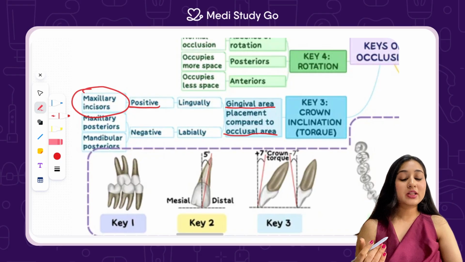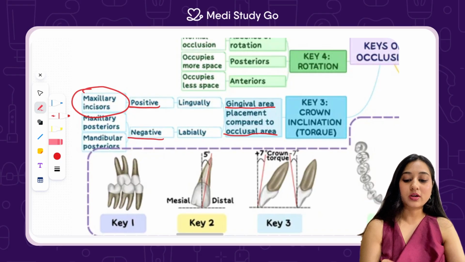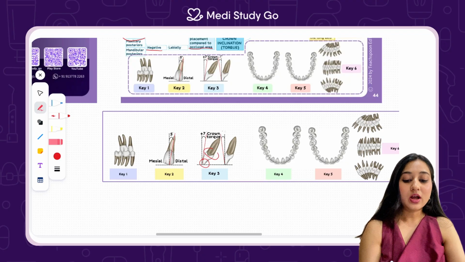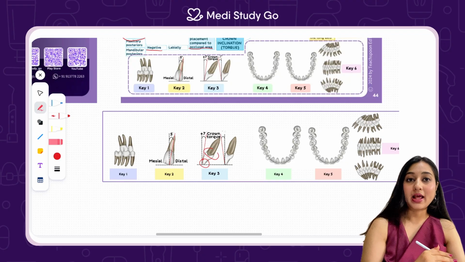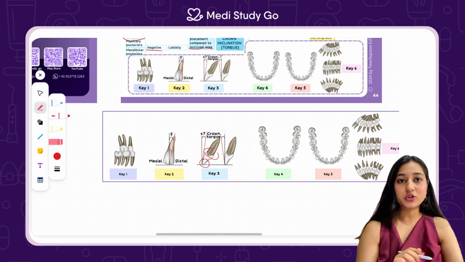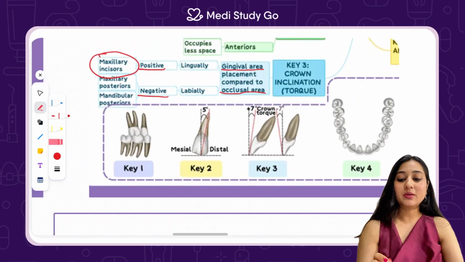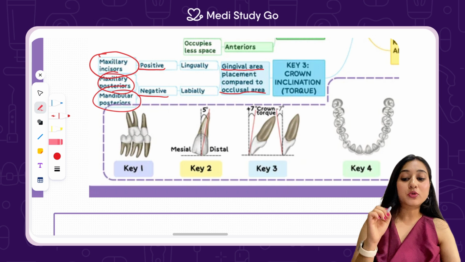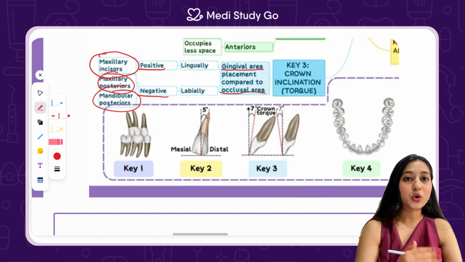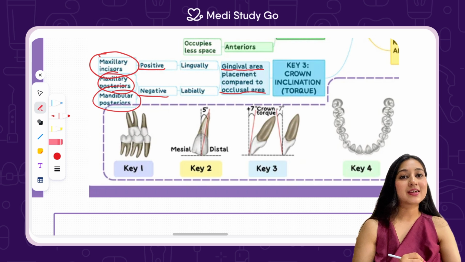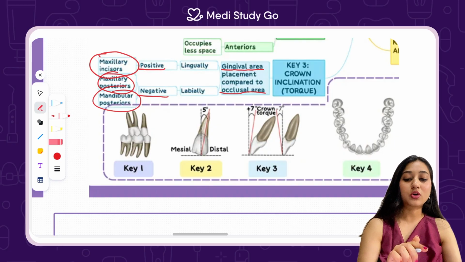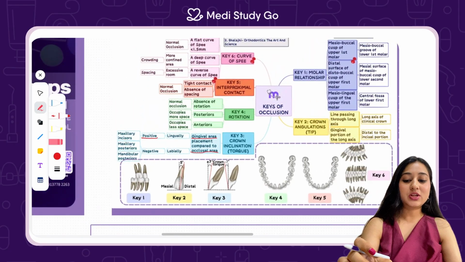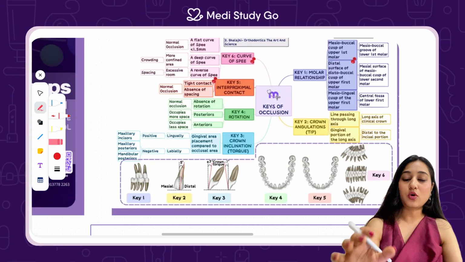Now there are some teeth which show a negative crown torque. A negative crown torque is exactly the opposite, where the incisal portion will be more palatal as compared to the gingival portion, and this is commonly seen in the maxillary posteriors as well as the mandibular posteriors. So remember that the posterior teeth have a negative torque, whereas the maxillary incisors have a positive crown torque or a positive crown inclination. So this was how the first 3 keys of the Andrews 6 keys of occlusion are.